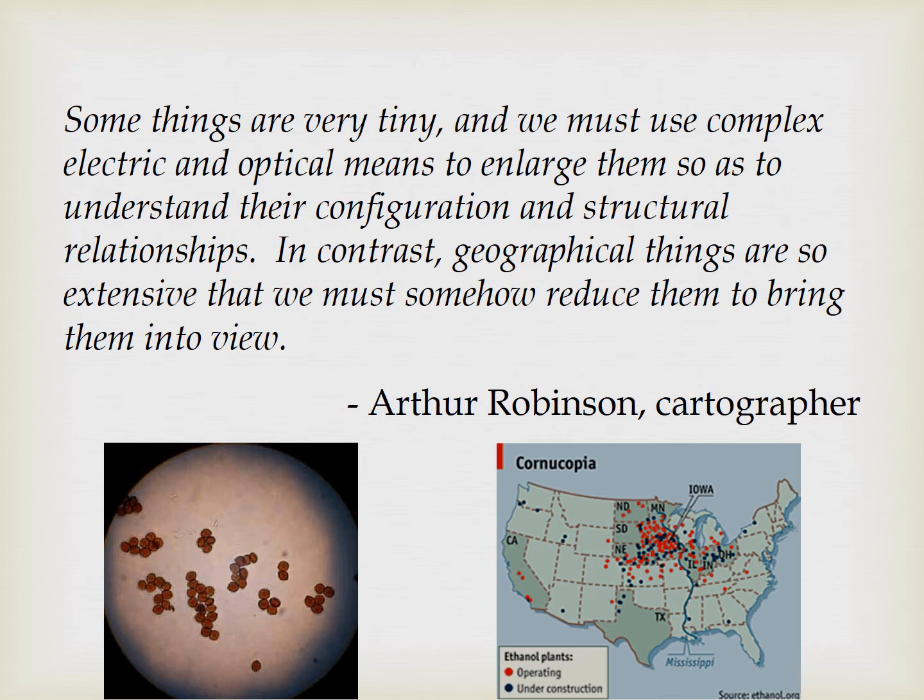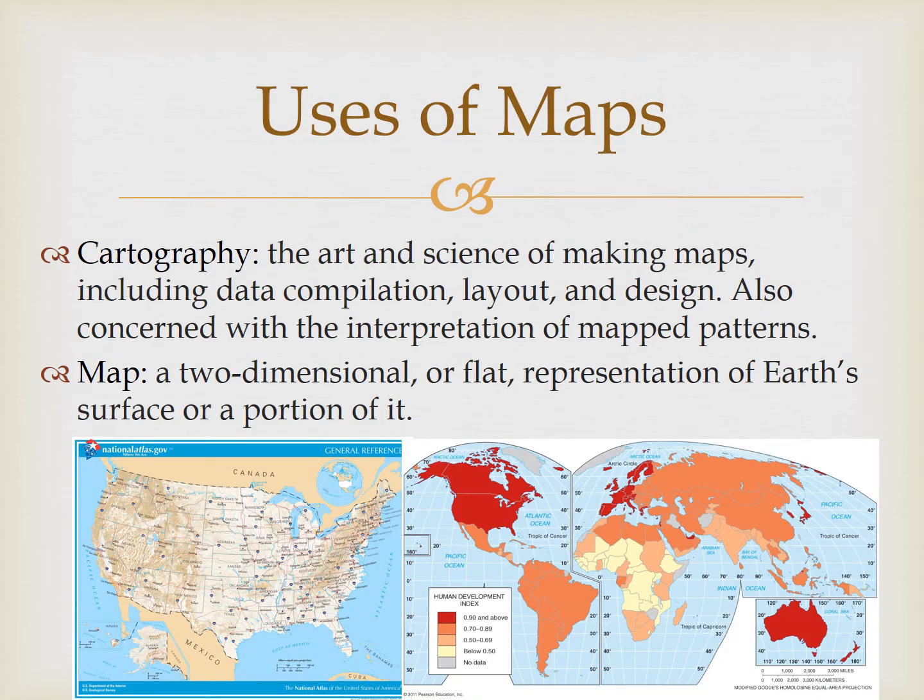So in the same way that a microscope enlarges something that is too small so that we can study it, a macroscope reduces things that are too big so that we can study them. Maps are the macroscope. And Dr. Robinson was a cartographer, meaning that he studied and practiced cartography. That is, the art and science of making maps, including data compilation, layout, and design, and is also concerned with the interpretation of mapped patterns.